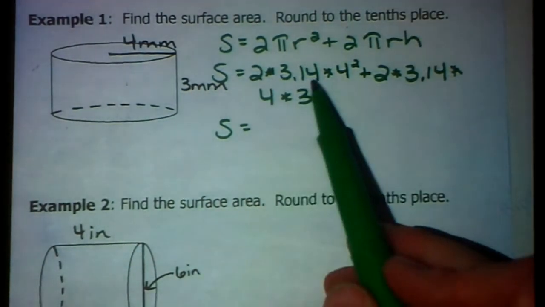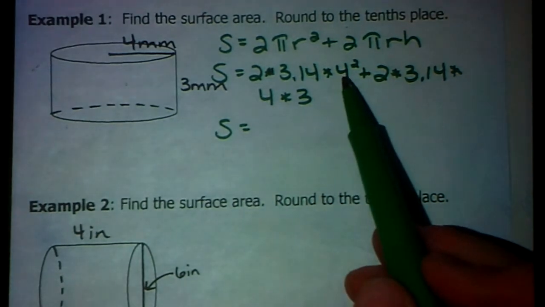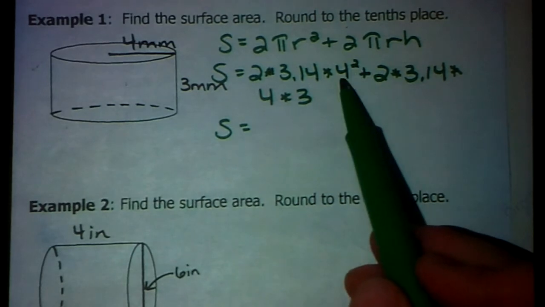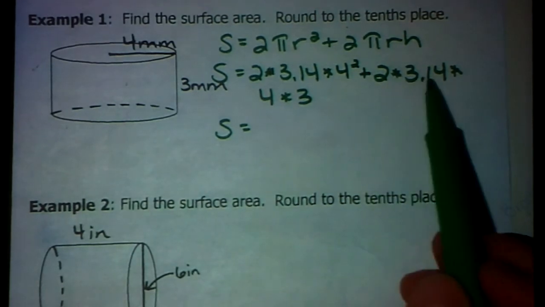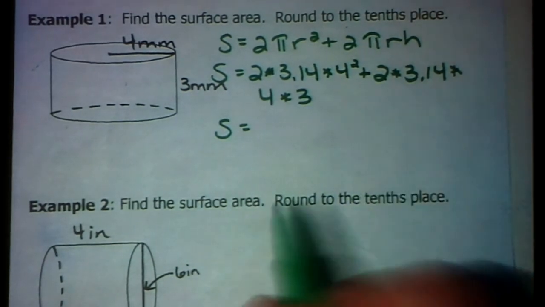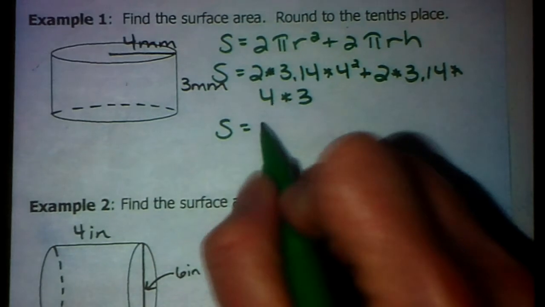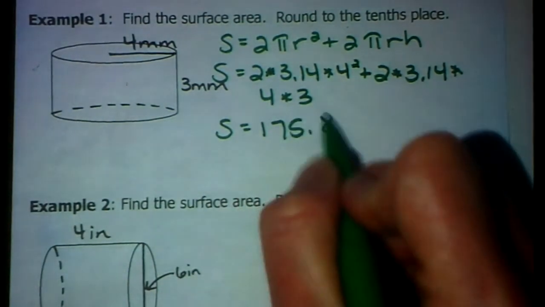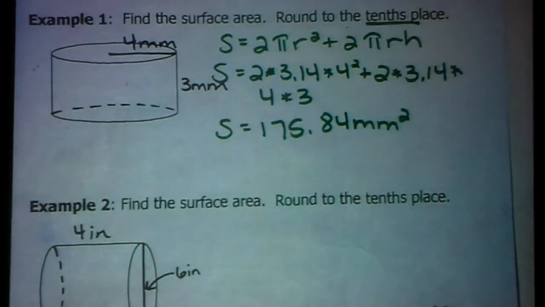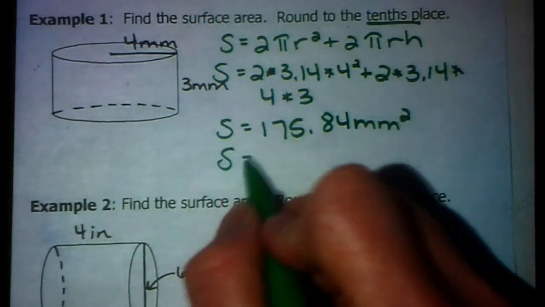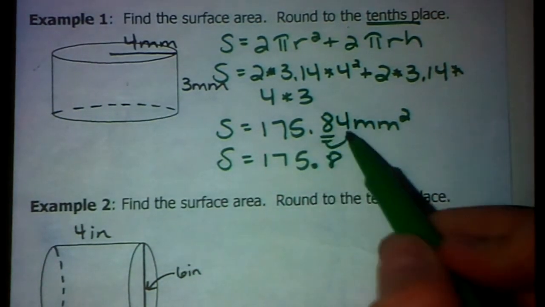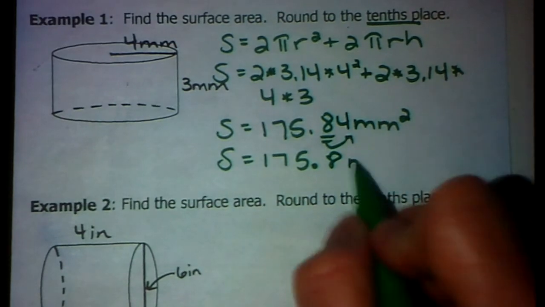2 times 3.14 times 4, and you saw that cute little x squared button on your graphing calculator. If you don't have one of those graphing calculators, then 4 squared just means 4 times 4, plus 2 times 3.14 times 4 times 3. When you do all that, you should get, I'm hoping you got, 175.84 millimeters squared. Now, I told you to round to the nearest tenths place, and if you're following directions, we would say 175.8, because the number next to the 8 is 4 or less. That means it stays the same. Millimeters squared.